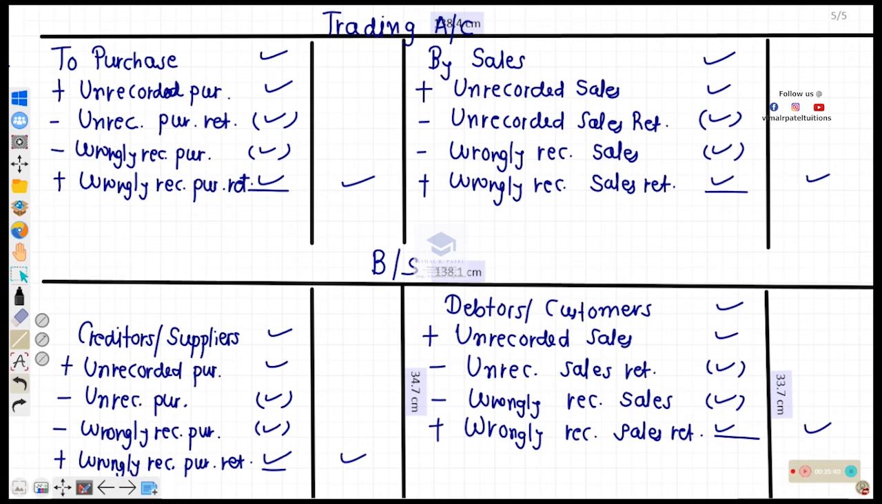Yes, so on the debit side of trading account, purchase inner side 10 lakh plus unrecorded purchase 10,000, so final figure will be 10 lakh 10,000. On liability side, creditors inner column 1 lakh plus unrecorded purchase 10,000, so final answer will be 1 lakh 10,000.